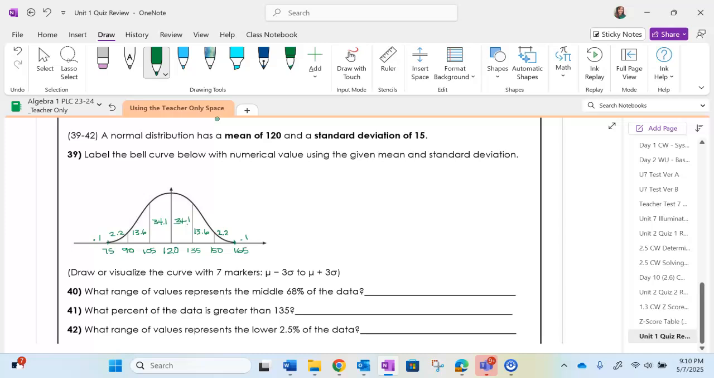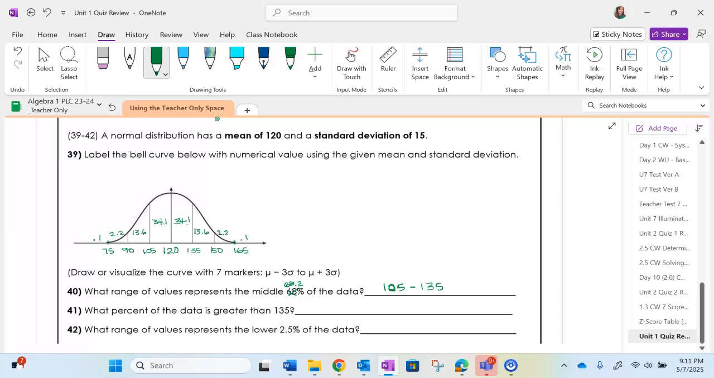Now I'm going to change some things, or they've been changed on your paper. This should read 68.2% of the data. So the range is between 105 and 135. So it's 105 to 135. Okay, that is the range of the middle 68.2%.